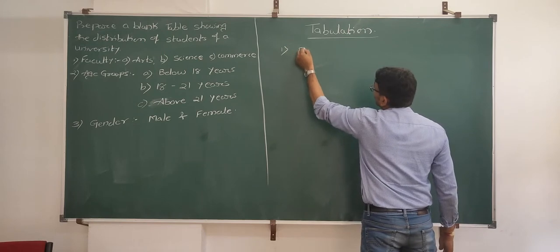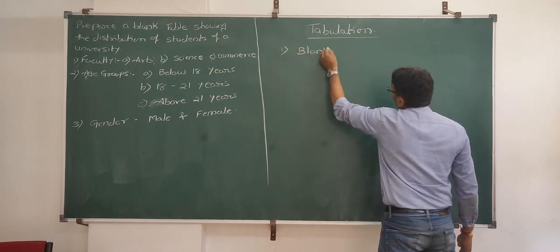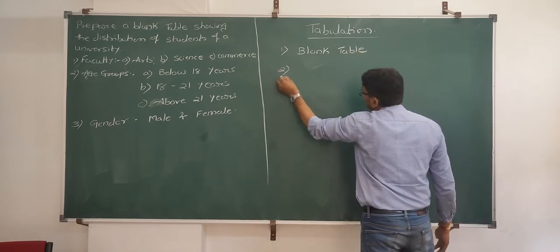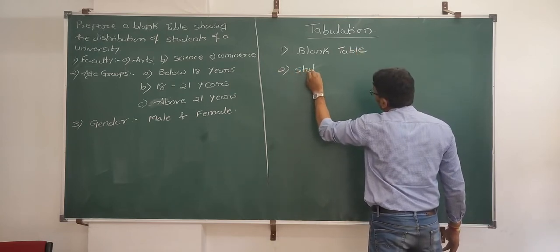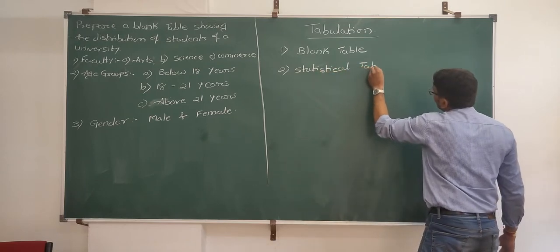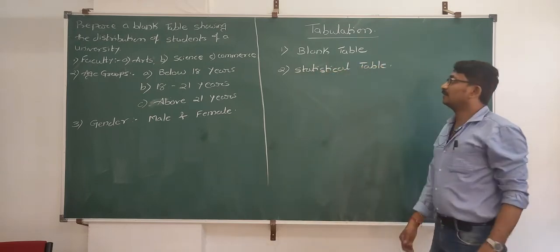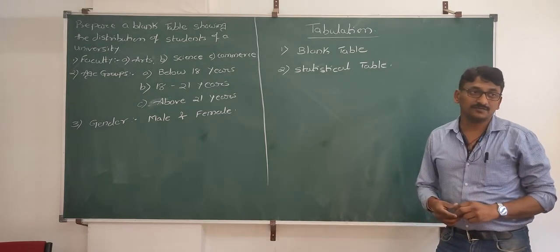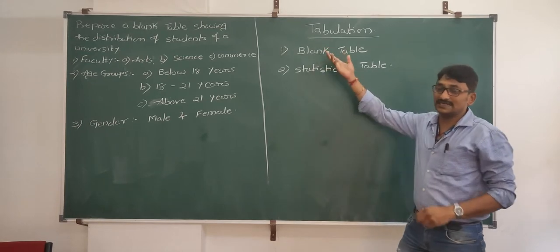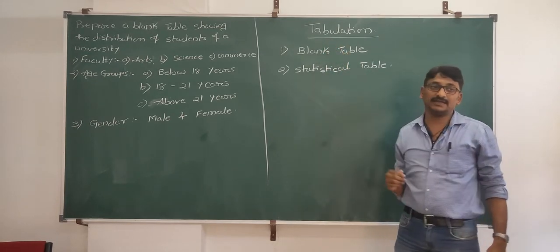That is, first one is blank table and second table is statistical table. Blank table and statistical table. Now this blank table is the most important one because statistical table depends upon the blank table.